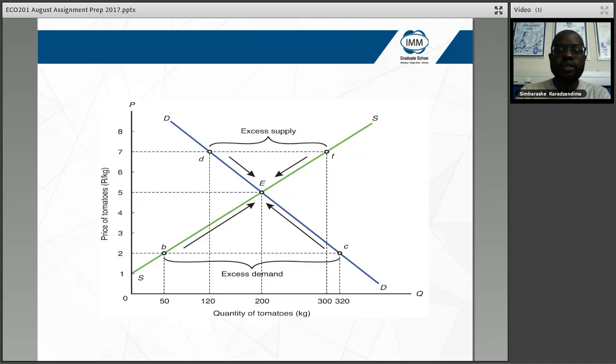If, say, for some reason our price goes down to 2 rand, it means that the producers are not going to be willing to produce, because it's a lower price. But because it's a lower price, the consumers are going to demand more. So we are going to have excess demand in the market. Whenever we have excess demand in the market, it means that there's a shortage in the market.